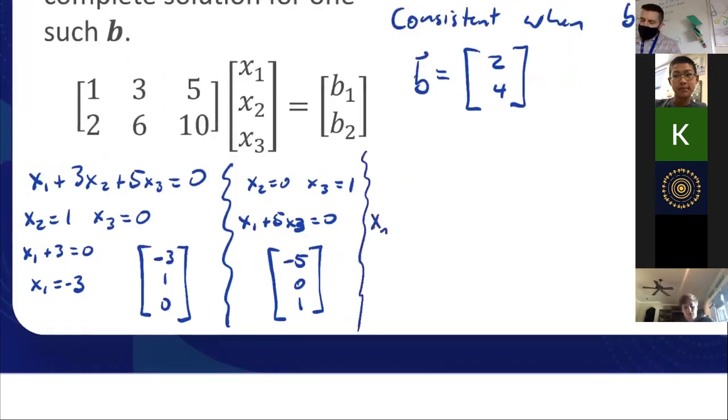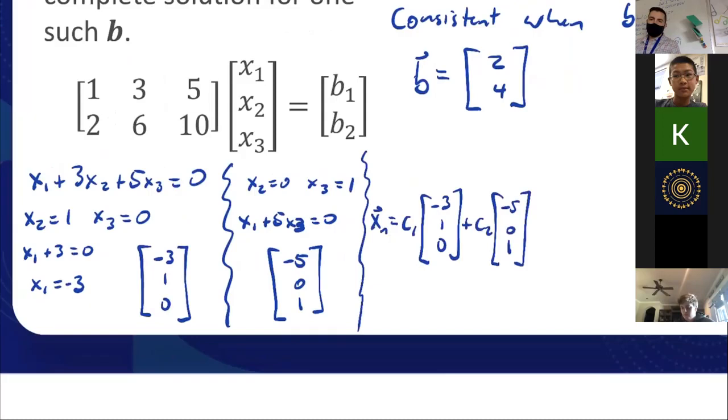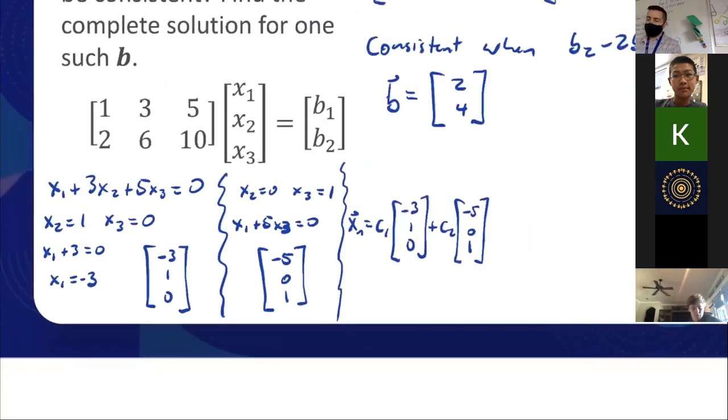So my homogeneous solution is any multiple of -3, 1, 0 plus any multiple of -5, 0, 1. Again, I have a plane, a subspace of R3. I'm in R3, I have 2 vectors, and the whole plane that goes through those 2 vectors would be other things in the null space, other things that would make Ax equals 0.